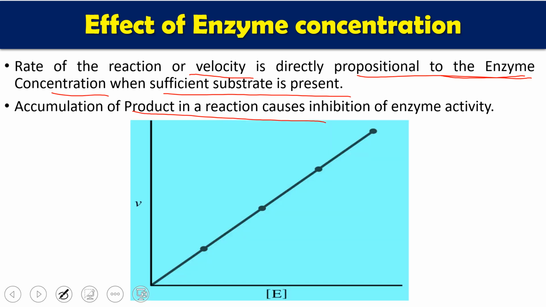Whenever we plot a graph between the rate of reaction, or velocity of reaction, versus enzyme concentration, we get a straight line. It is a linear curve, which means it is directly proportional. The only condition is that substrate should be in sufficient amount. Substrate should not be the limiting factor.